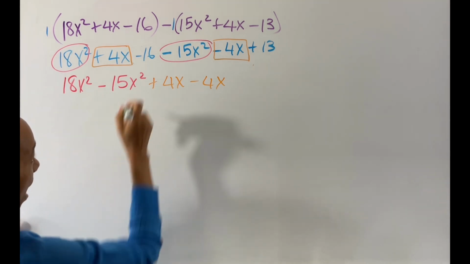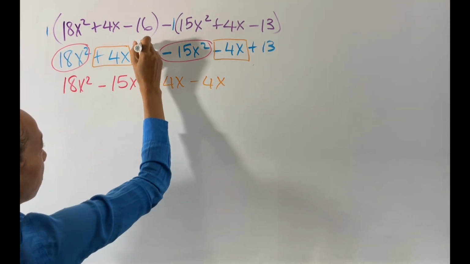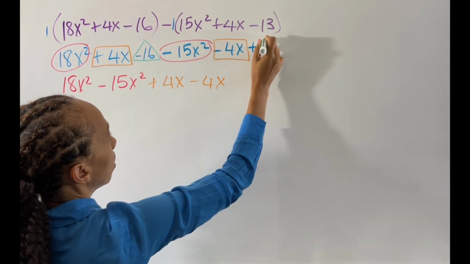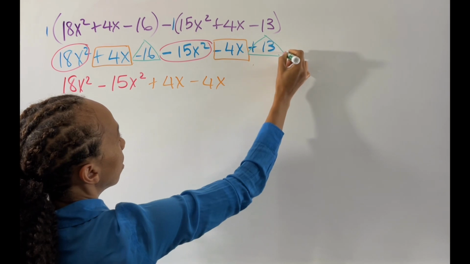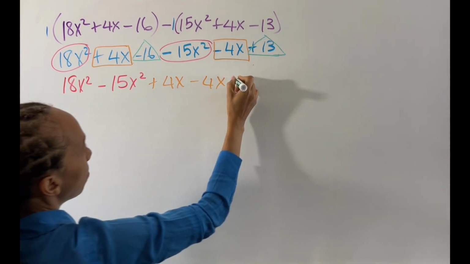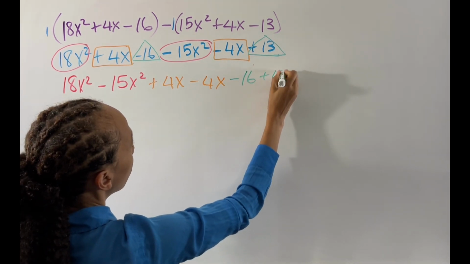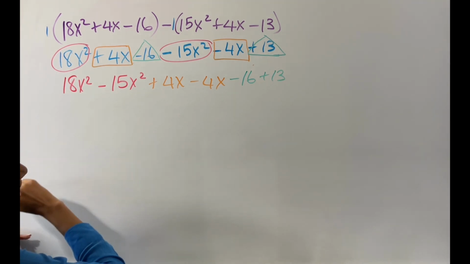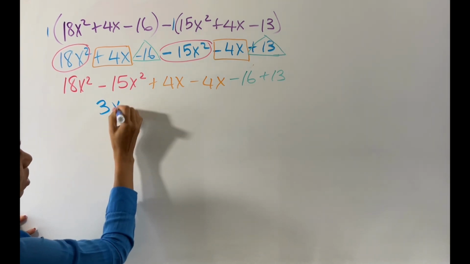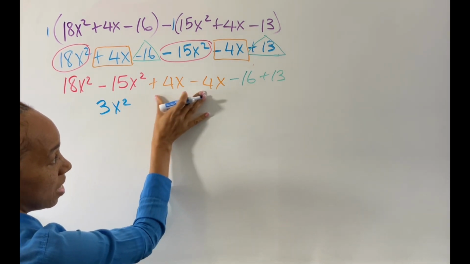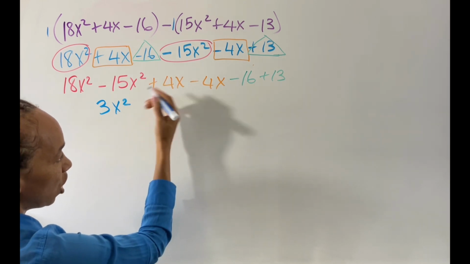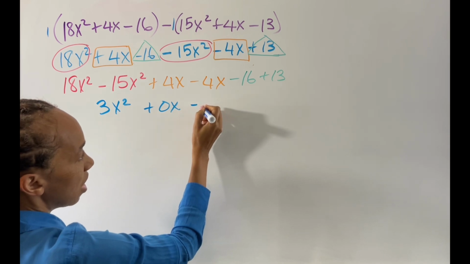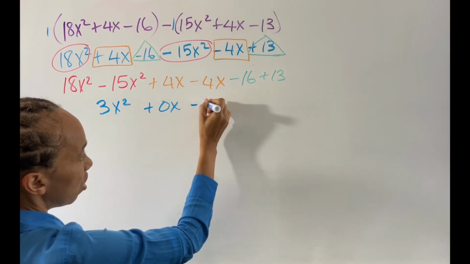And then the last thing that we have here is our monomial constant, and I'm going to put that in a triangle, right? I want to get the operation sign with it, so I'm going to have negative 16 plus 13. And we are going to simplify that. So 18x squared minus 15x squared is going to be 3x squared, and this is going to be nothing, right? So 0x, so you can put 0x if you want to do that, and then the last part is going to be simply negative 16 plus 13 is negative 3.